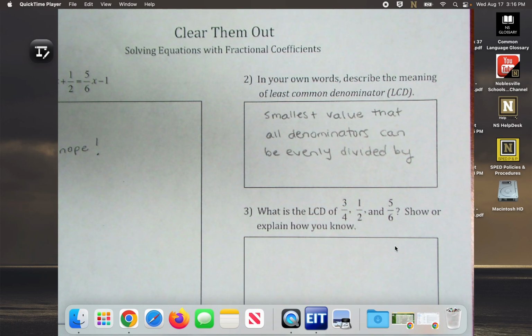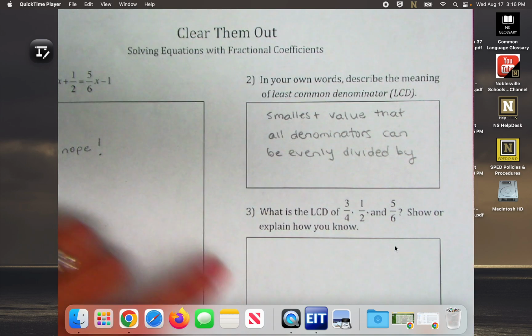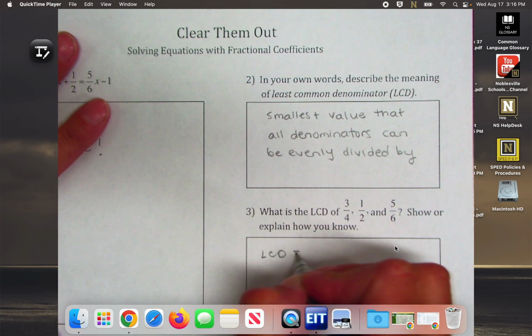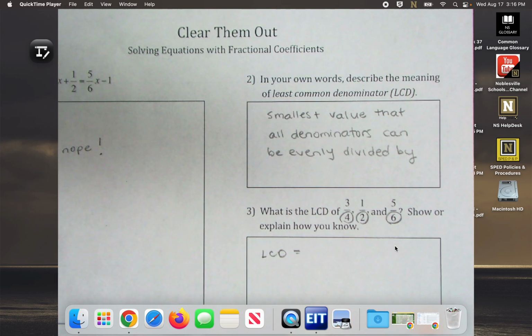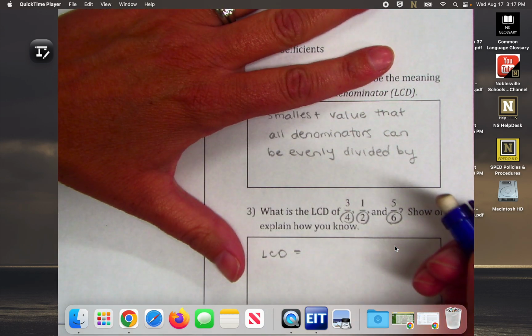Sometimes you only have one denominator, and so what's your least common denominator going to be? The only fraction denominator that you have, okay? So what would our least common denominator be if we're looking at 4, 2, and 6? That would be 2. The smallest number that all denominators can be divided by. 6 divided by 2 is 3. 4 divided by 2 is 2.